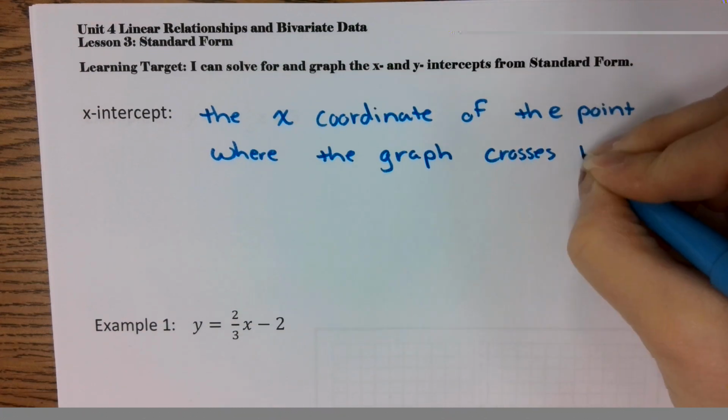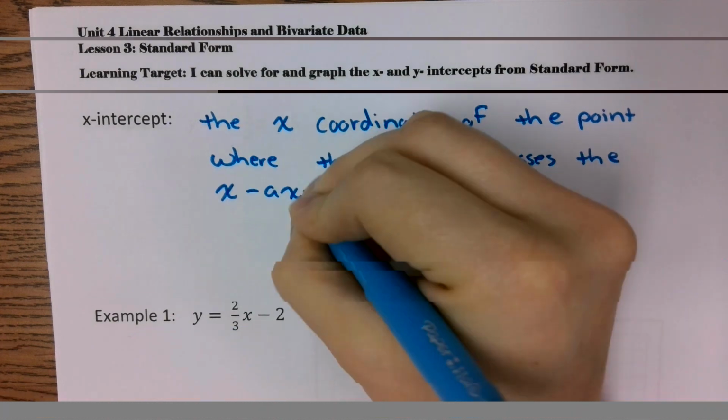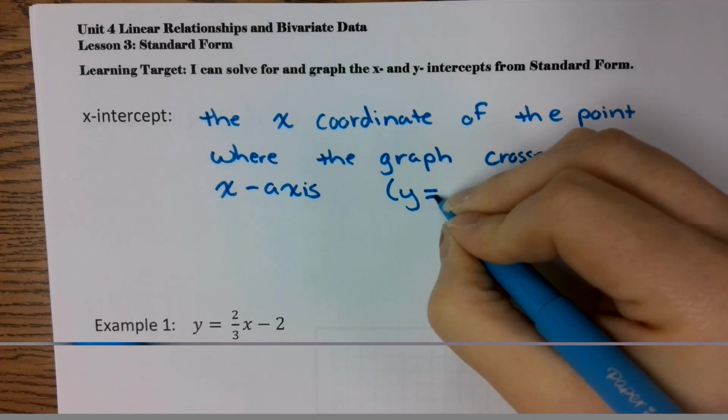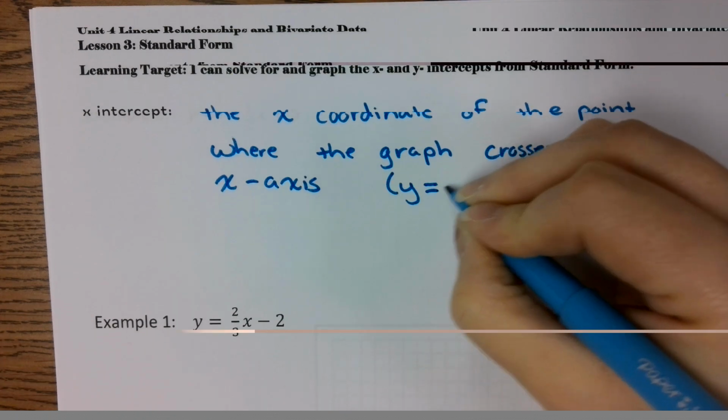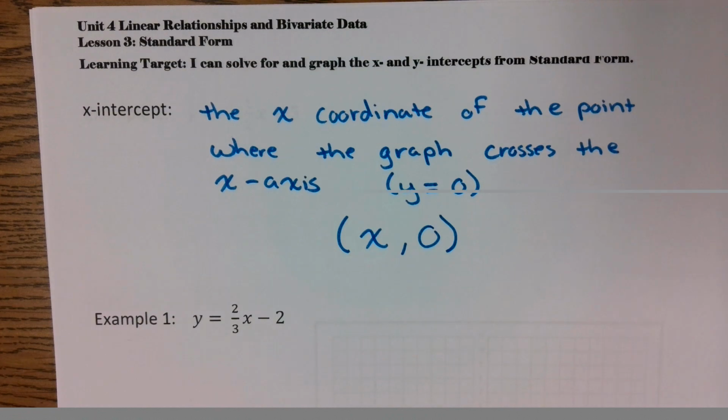Where the graph crosses the x-axis. So again, that's when y is equal to 0. So you're going to have it where it's some value of x and then 0 for your y. That's what the point is going to essentially look like.